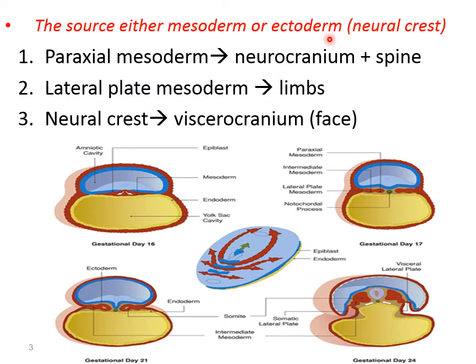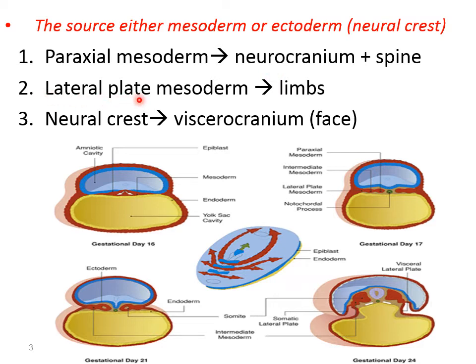The source of the axial skeleton is either mesoderm or ectoderm, which is the neural crest cells. The very source is the paraaxial mesoderm, which forms the neurocranium and the spine, the vertebral column. The neurocranium is a part of the skull that embraces the brain.